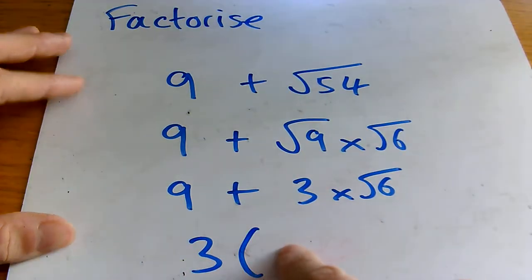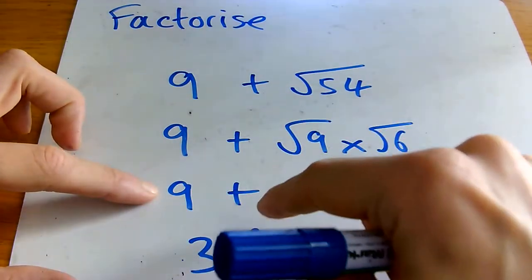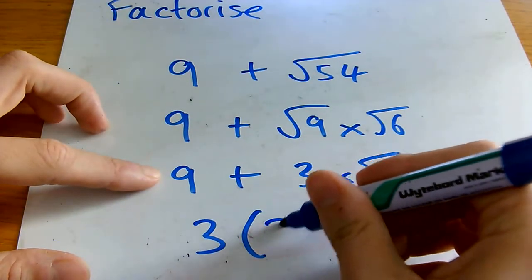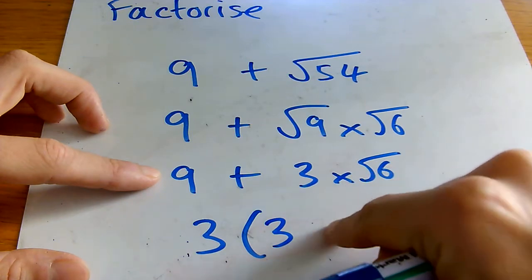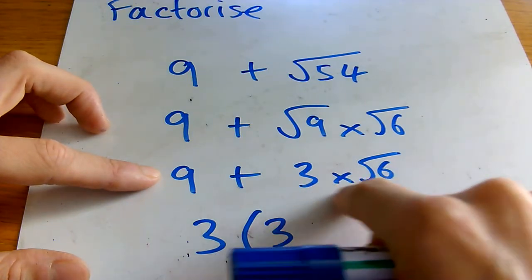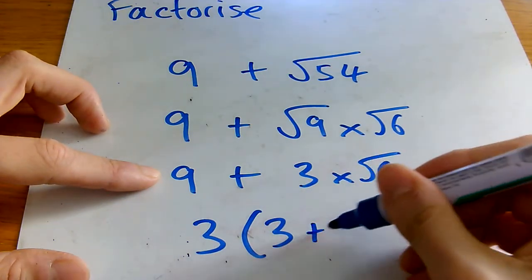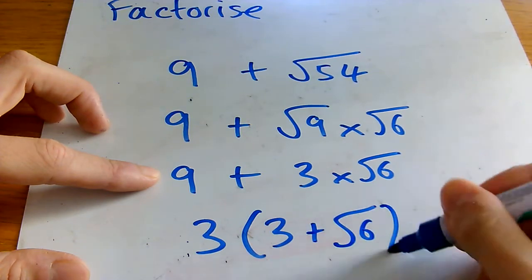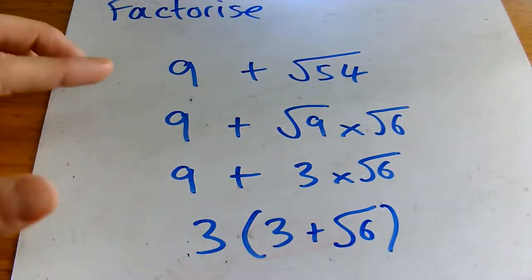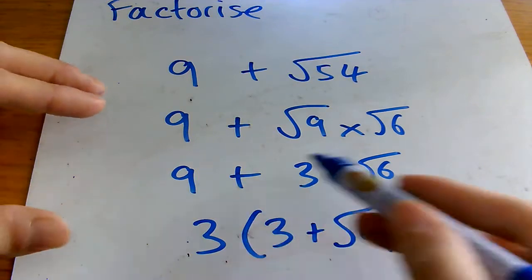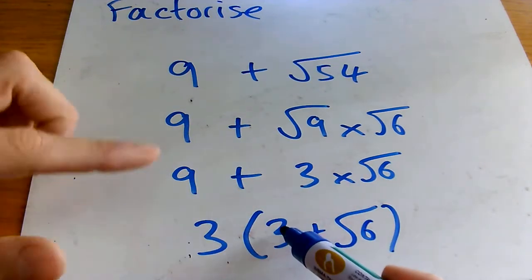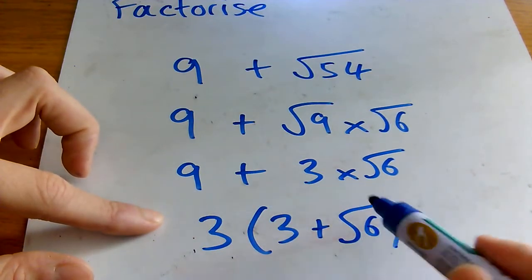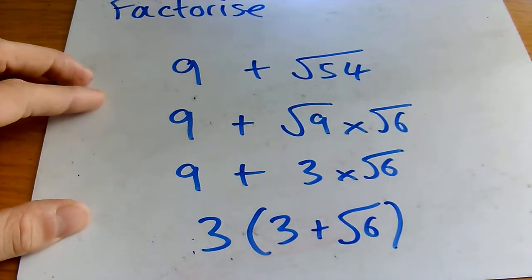What's going to have to go here to make this 9 come out if we expand it? 3 times 3. What's going to have to go here to make 3 root 6 come out if we expand it? Well, positive root 6. And if you just check it by expanding it, you'll see you get the same thing. So 3 times 3 is 9. 3 times root 6 is 3 root 6. So therefore, that is correct.